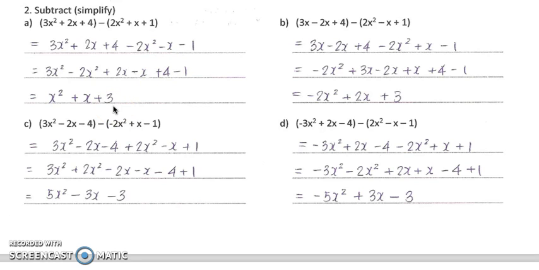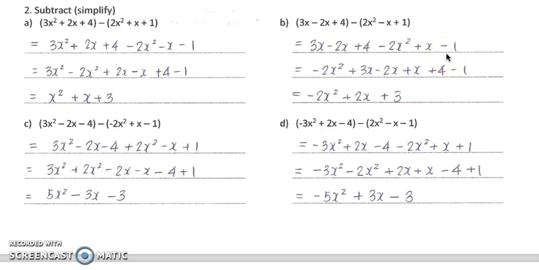Question B. 3x minus 2x plus 4, minus 2x squared minus x plus 1. 3x minus 2x plus 4 stays. Now we're subtracting 2x squared, subtract 2x squared. Subtract negative x, subtract negative, positive x. Subtract 1, subtract 1.